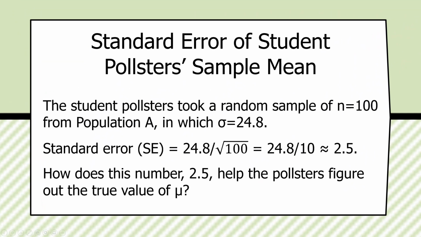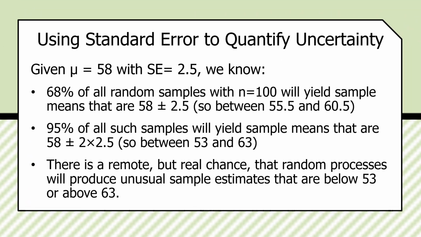Let's begin to apply the standard error, which I've abbreviated SE. And also, I should say, we are omniscient. We know about the population. We know what the population mean is. We know what the population standard deviation is. And we're watching the student pollsters try to find out how far away their estimate is from the true population mean.